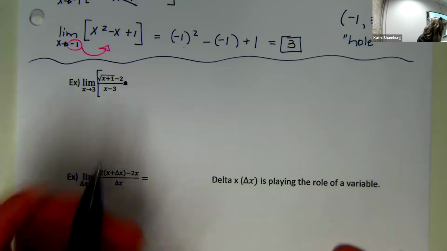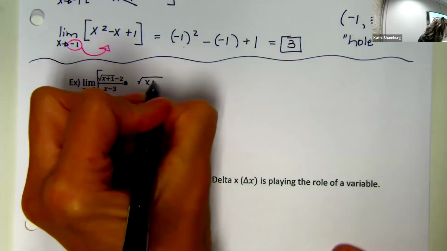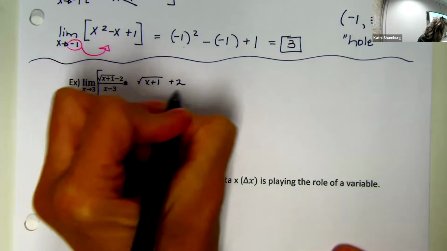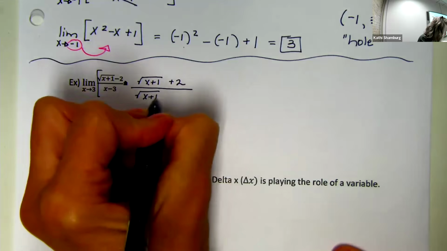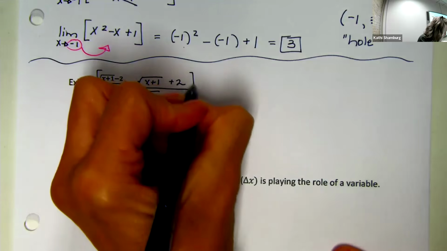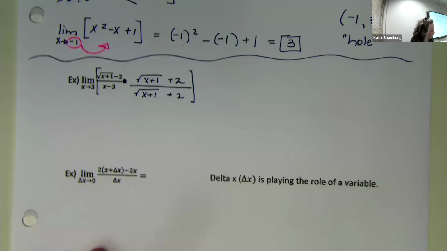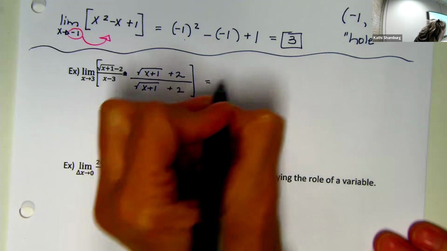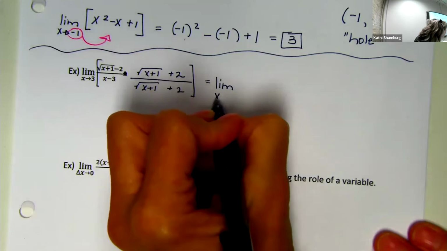All right. So I'm going to multiply the numerator times x plus 1 plus 2. And technically, I'm multiplying times 1. That's why it's over the same value. Okay. So think conjugate when you have a radical. Okay, this is the limit as x approaches 3.